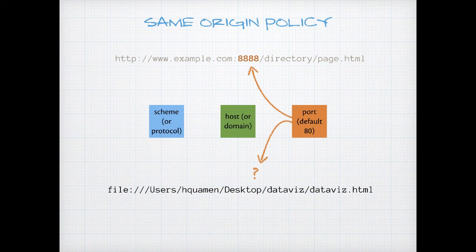So three strikes, we're out. We only needed one strike, but we've got three strikes and we're out. We haven't matched the scheme, we haven't matched the host, and we haven't matched the port. So the same origin policy fails, and that's why we get that really nice error message, especially in Firefox.